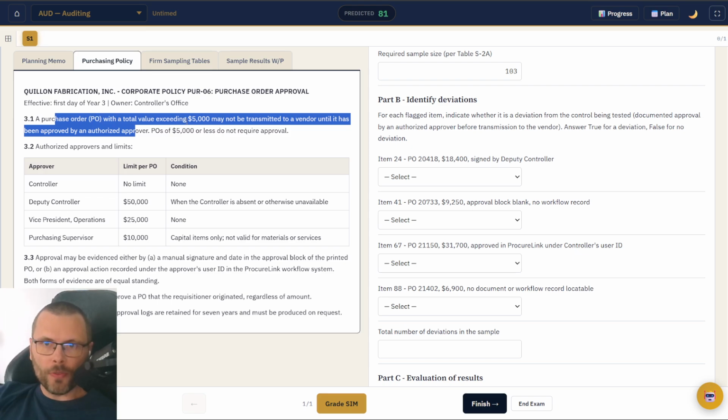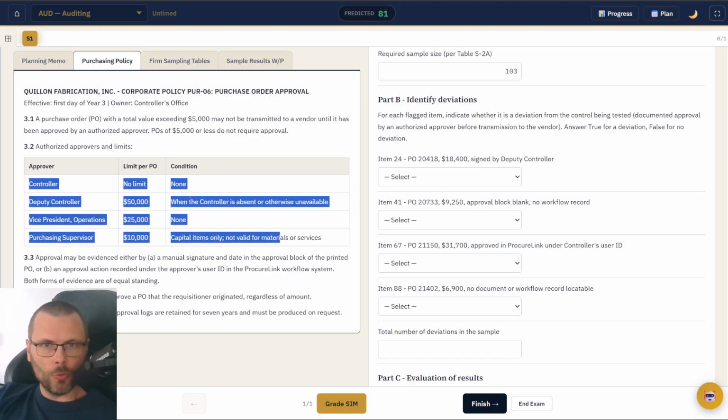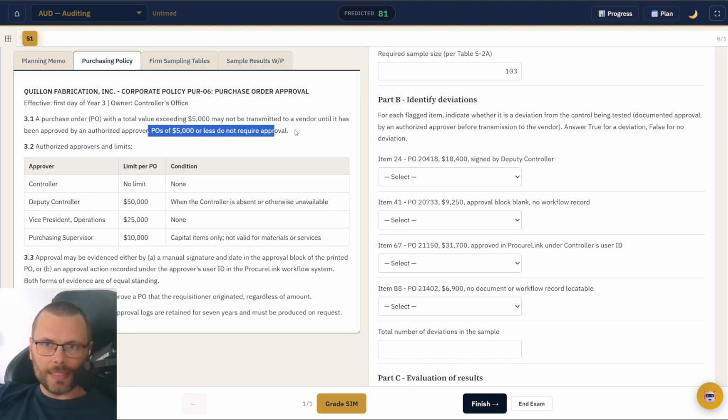Purchase orders with total value exceeding $5,000 may not be transmitted to a vendor until it has been approved. And then here are your approval rules. Anything less than $5,000 requires no approval. Okay, pretty common setup in the real world. So the controller has no limit to approve POs. So if the controller approved it, as long as it's before it's been transmitted to a vendor, then there's no finding there.